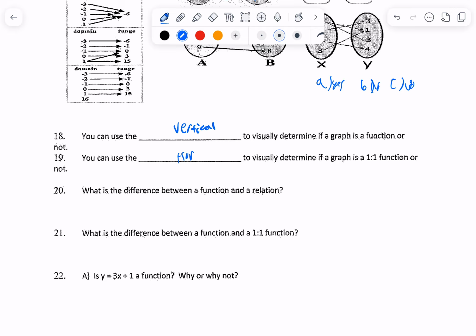A function and a one-to-one function. So a one-to-one function has only one y, like only one output for each x. Like, you can't have 2, 5 and a 3, 5, because that would not be a one-to-one function because it has the same output for two different numbers.